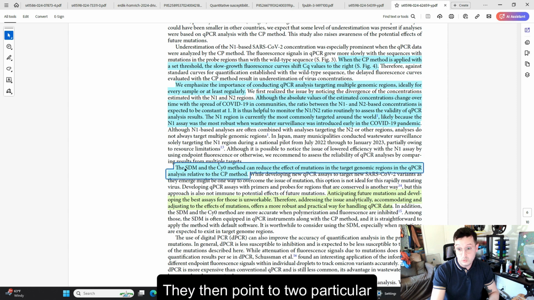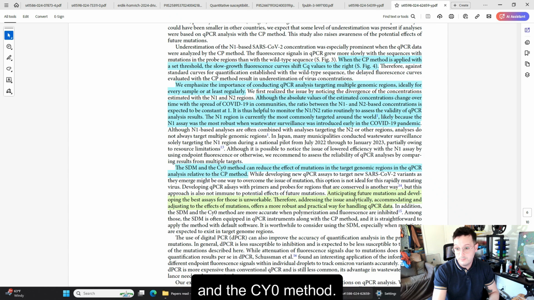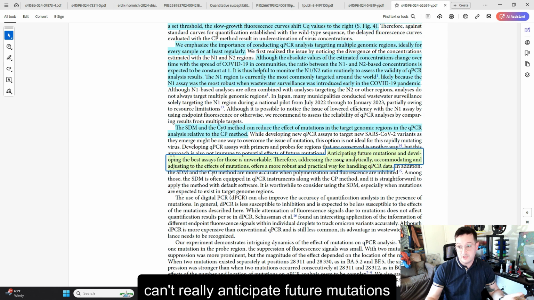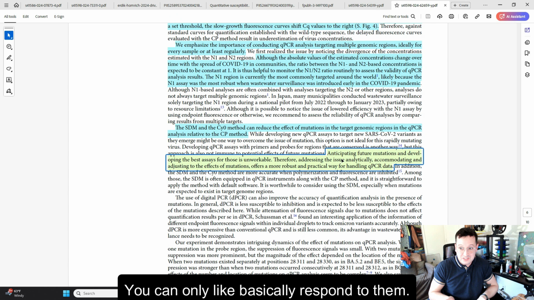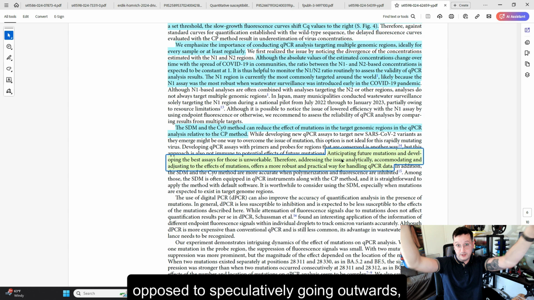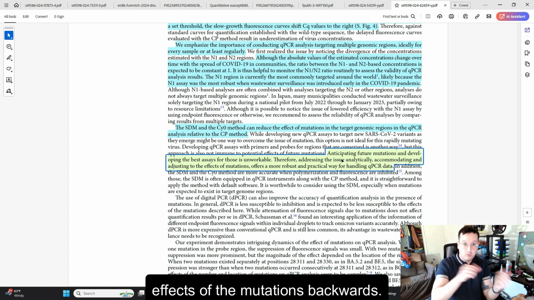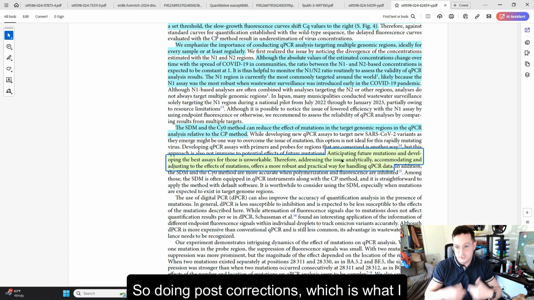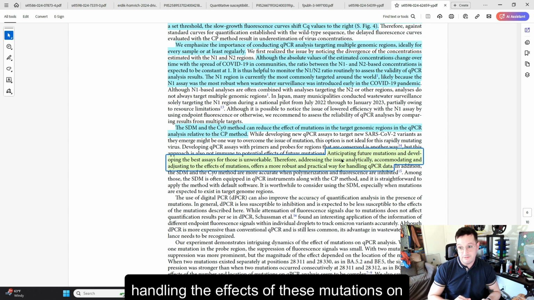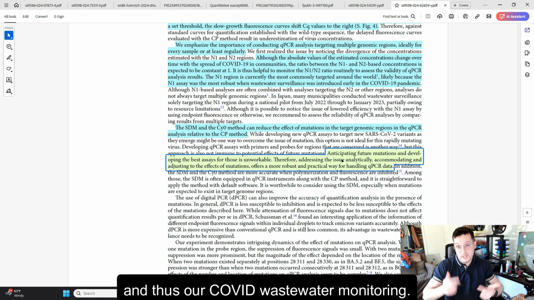They then point to 2 particular processing methodologies, the STM method and the CY0 method. And finally, the authors emphasize that you can't really anticipate future mutations for COVID. You can only basically respond to them. So addressing this issue analytically as opposed to speculatively, and adjusting for the effects of the mutations backwards, so doing post corrections, which is what I talked about earlier, offers a more robust and practical way of handling the effects of these mutations on the quantitative PCR data and thus our COVID wastewater monitoring.